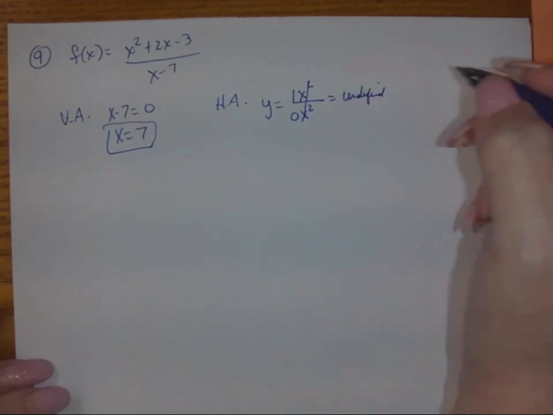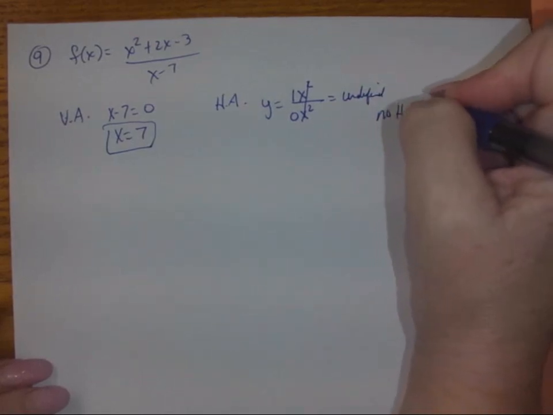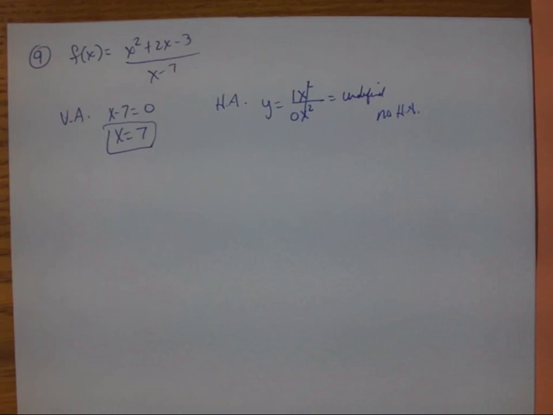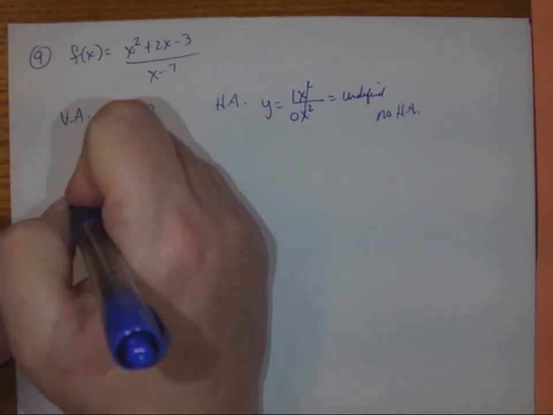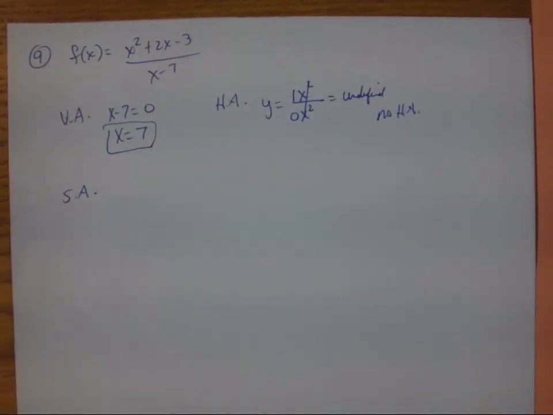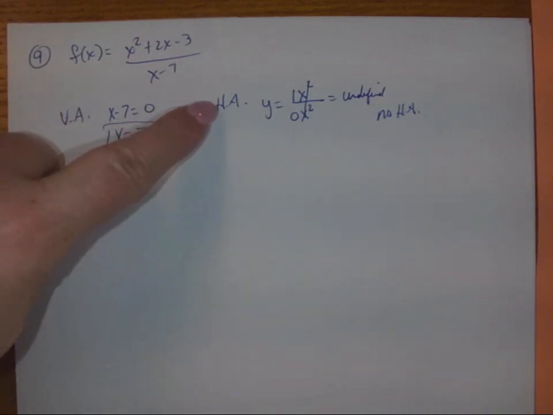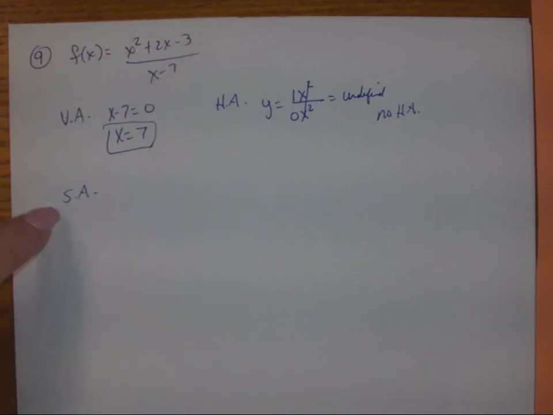So that means there is no horizontal asymptote. All right, so let's look at a slant asymptote. For a slant asymptote, we use synthetic division. Notice they all kind of match: valley for vertical, highest degree for horizontal, slant goes with synthetic.